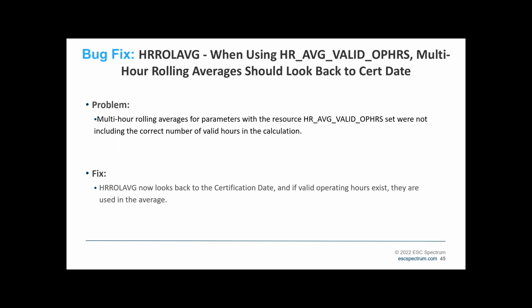When using our average valid op hours, which is set in Stack Studio System Resources, HR rolling average didn't look back far enough to find all the data. So if you had valid operating hours more than 4 years before the process now start date, and those hours should have been used in the average because there weren't enough operating hours since the cert date, it wouldn't find them. But now HR rolling average looks back to the certification date.